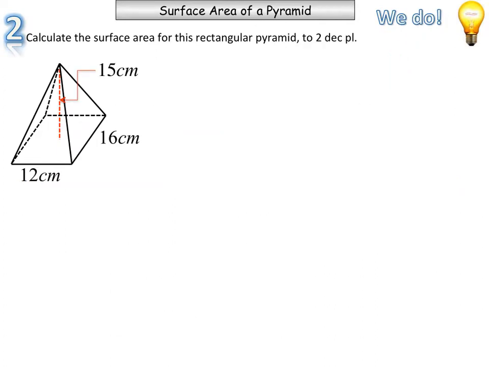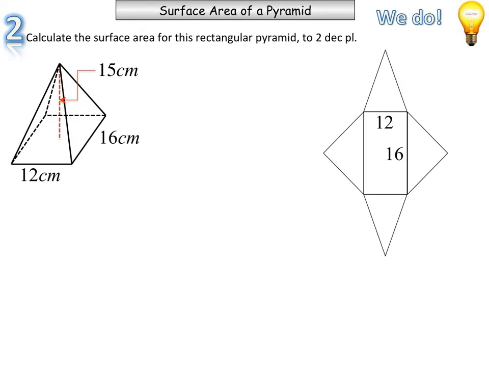Okay, going a little bit further and looking at a rectangular-based pyramid. Now in this question we've got 12 centimeters by 16 centimeters, which is the rectangular base, and from the apex, the top of the pyramid, down to the center of the base, we have the perpendicular height, and that perpendicular height is 15 centimeters. If we have a look at this type of pyramid, we've got 2 congruent triangles, another 2 congruent triangles, and the rectangular base.